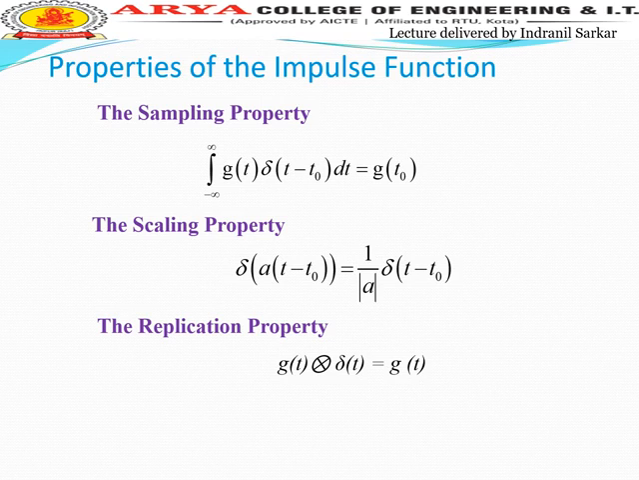Next, the scaling property. δ(at − t0) is equal to 1 by mod a times δ(t − t0). Third is the replication property. g(t) δ(t) is equal to g(t). That means when the signal is combined or multiplied with an impulse function, the same function comes out.